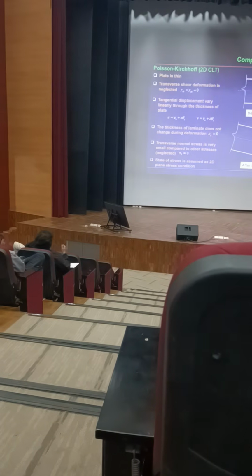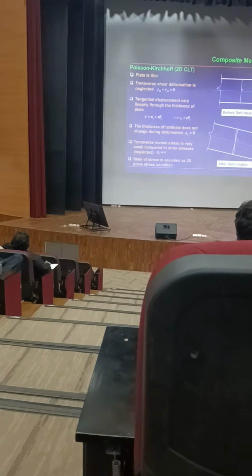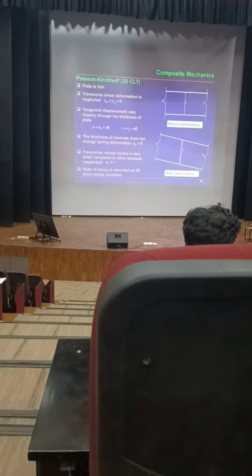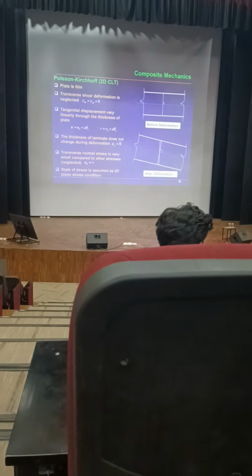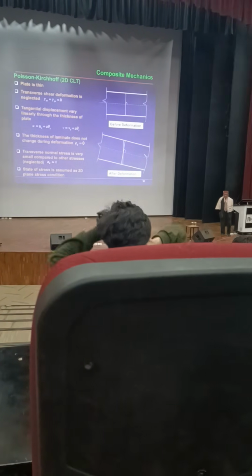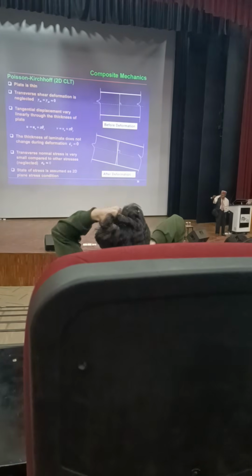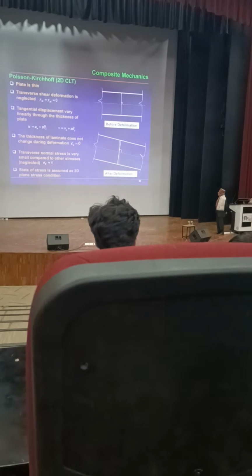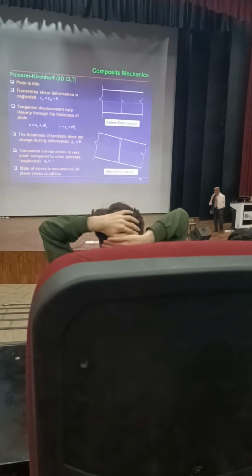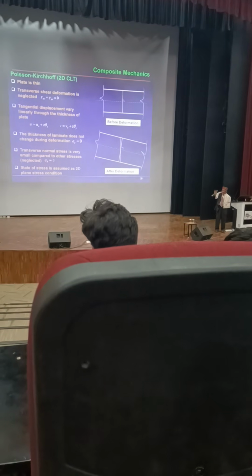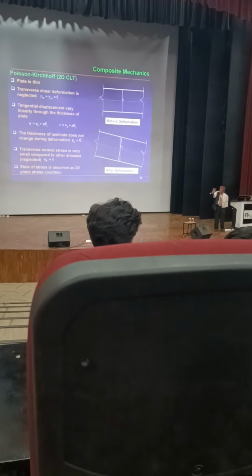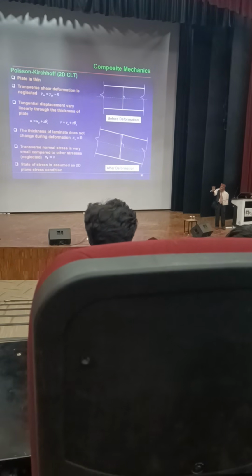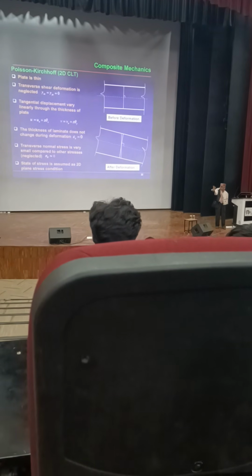So the first assumption that we make in any beam, plate or shell is that these elements are thin. Thickness is very small compared to the other two dimensions. This is the first assumption that we make. Then only can we proceed further. If you make the first assumption, then we assume that the transverse normal, the straight line through the thickness, remains straight and normal to the mid-plane during deformation.